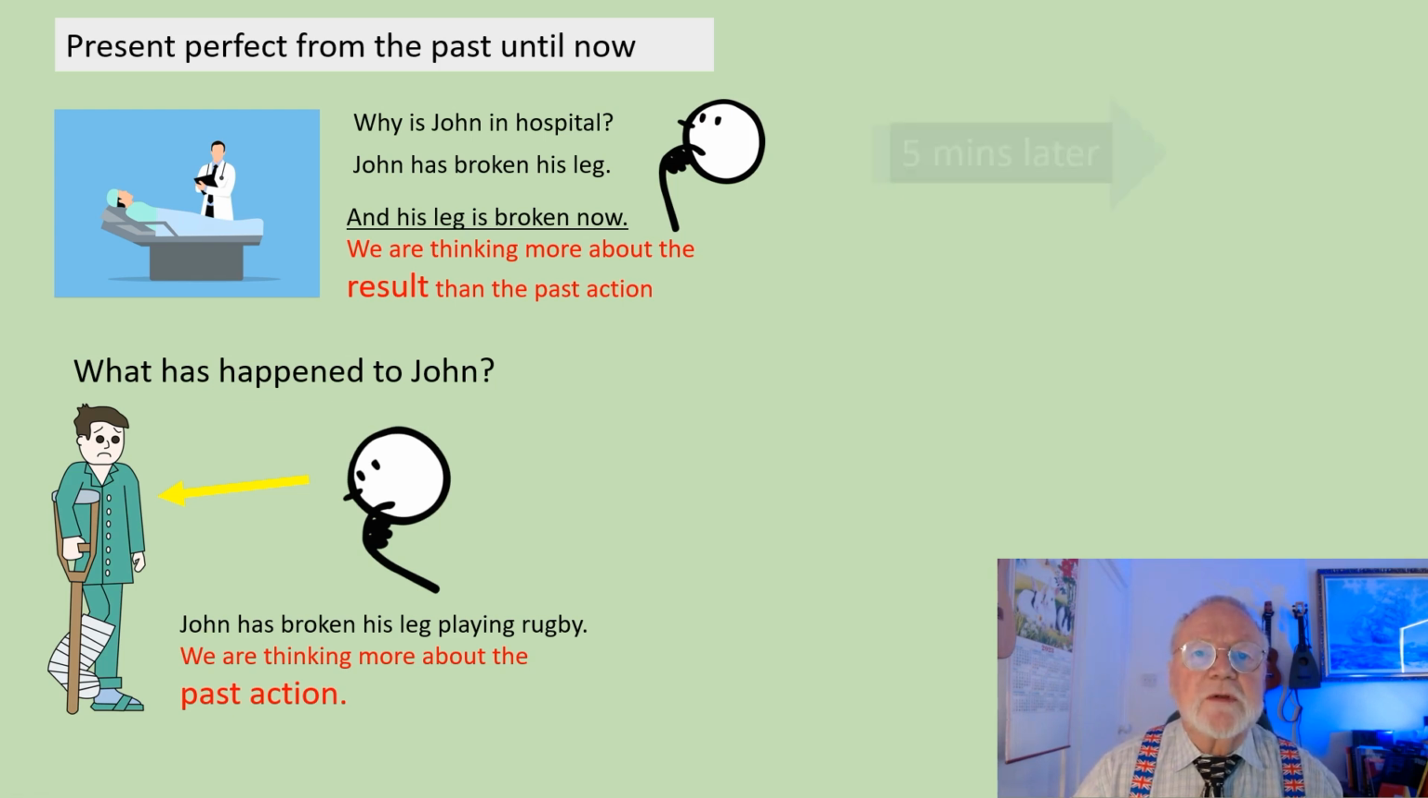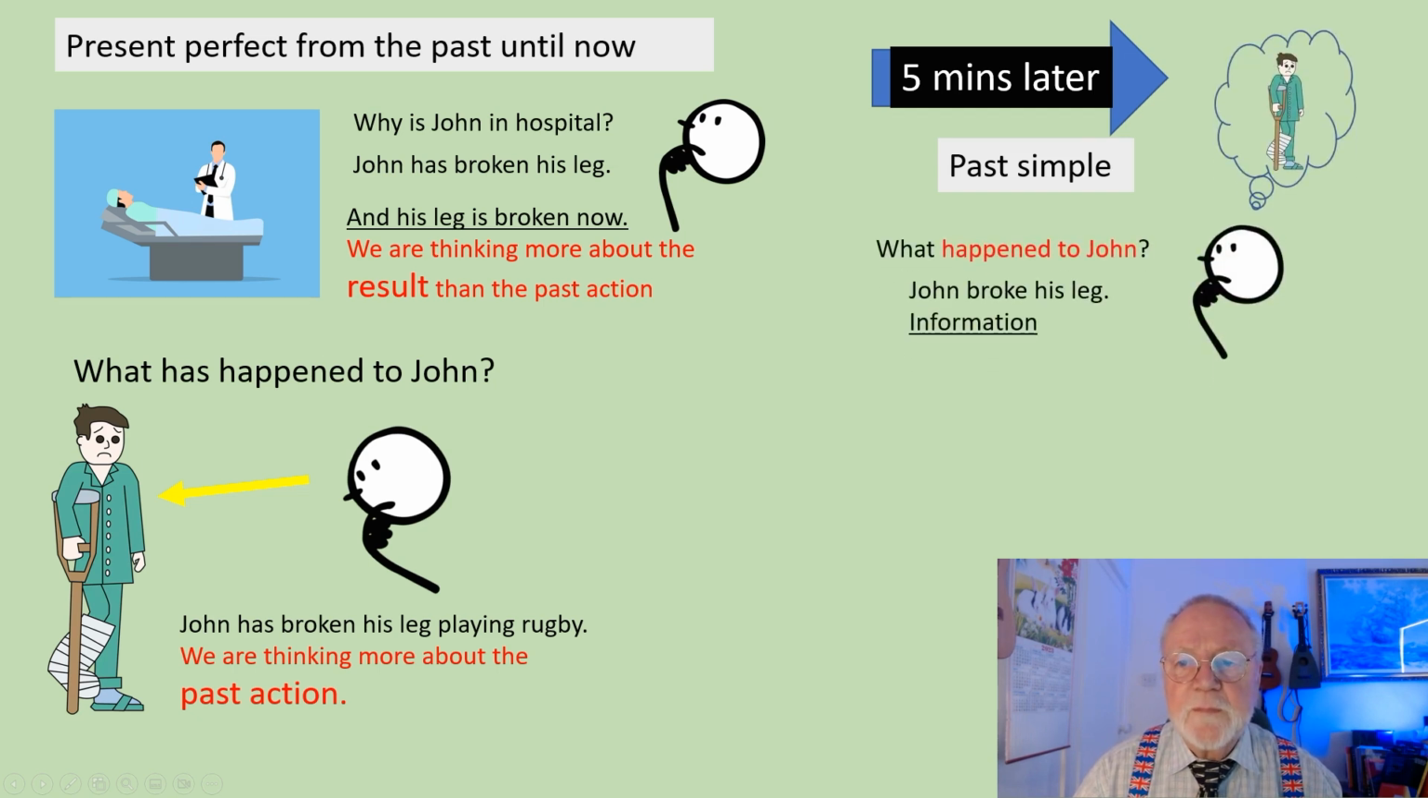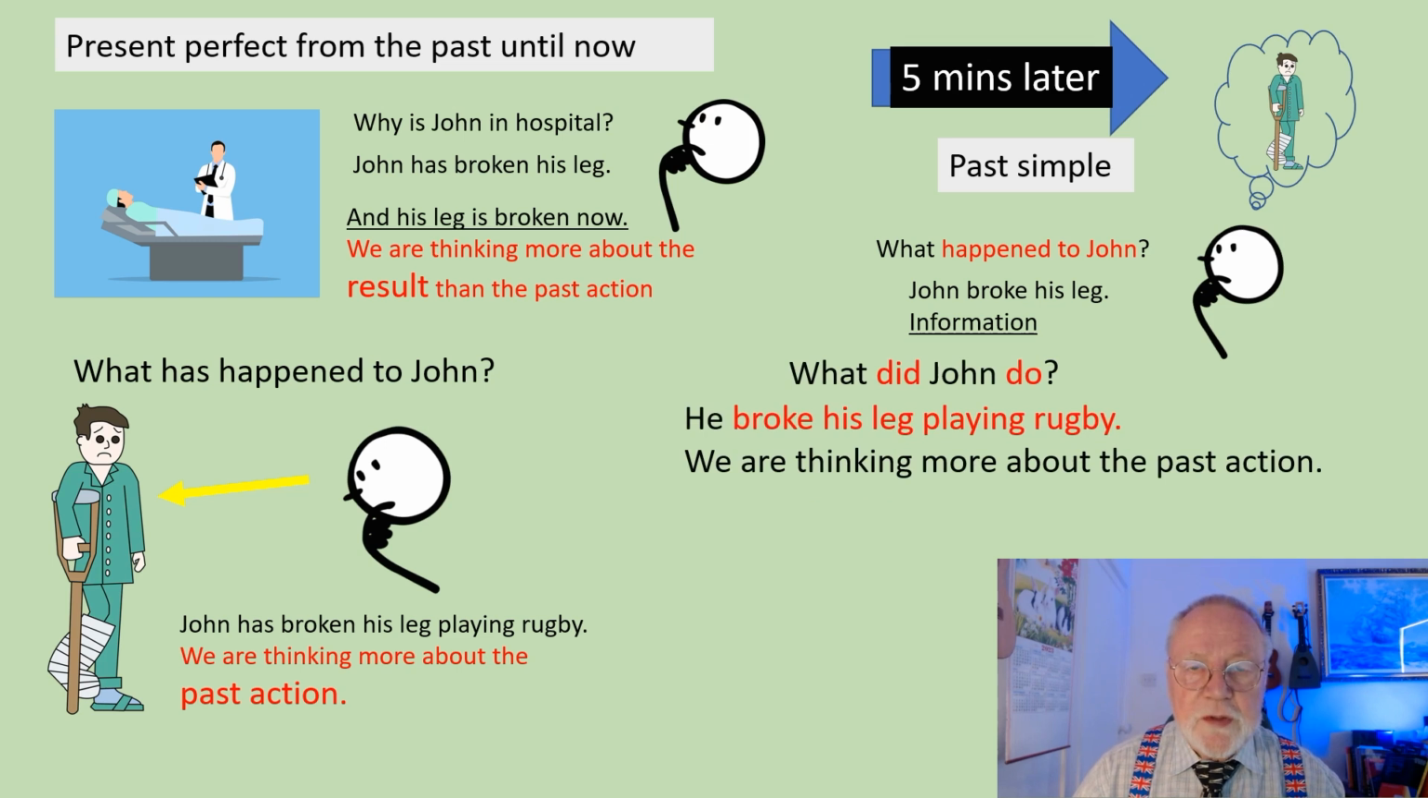But let's consider what happens if we ask that question in the past, say 5 minutes or more later. Here I'm thinking of John and I'll have to use the past simple. The question would be in the past simple. What happened to John? John broke his leg. That's the information and it's in the past. I could ask the question using the did form in a slightly different way. What did John do? He broke his leg playing rugby. Past tense. We are thinking more about the past action here.